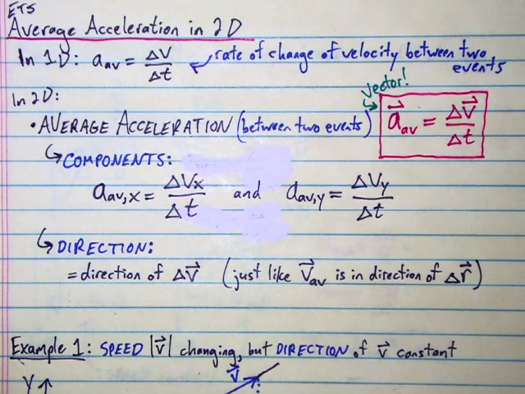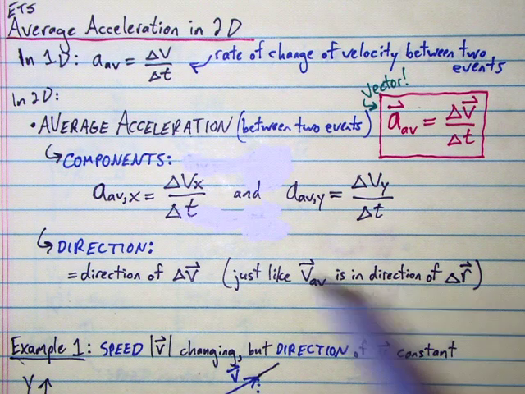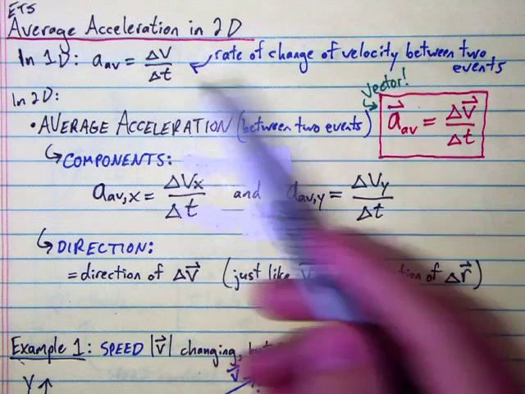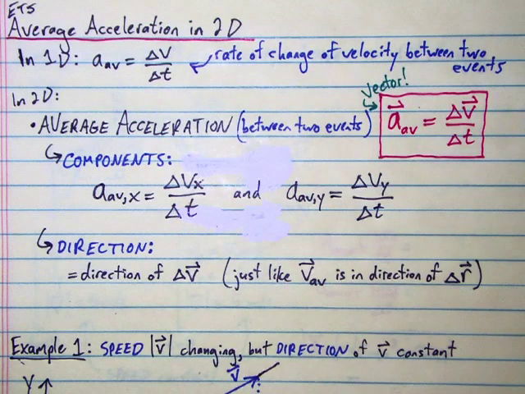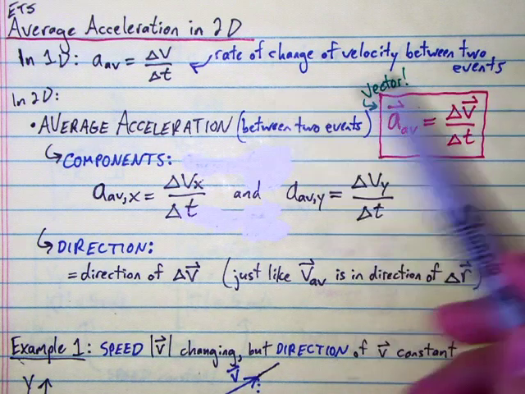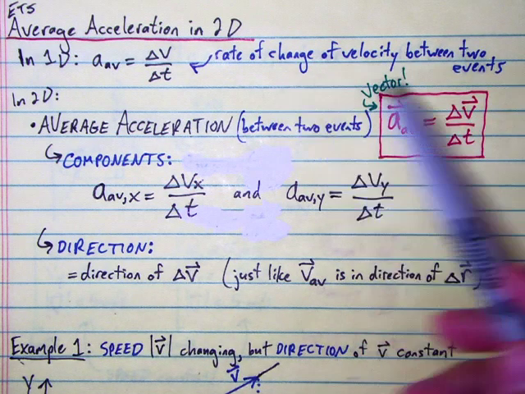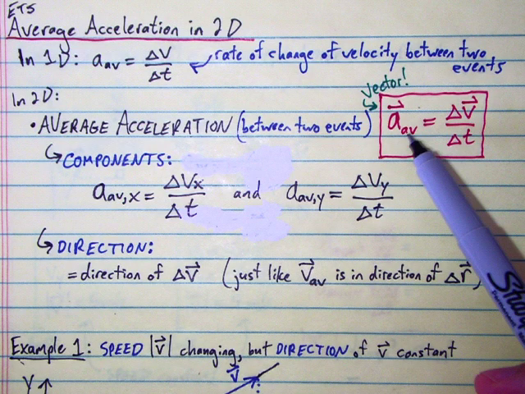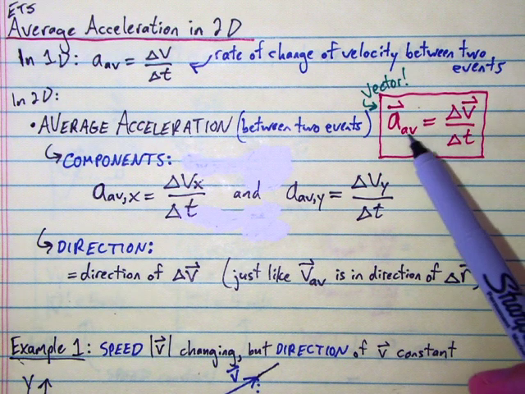Acceleration in 2D. In one dimension, acceleration, the average acceleration between two events, was defined as the rate of change of the velocity between those two events. In 2D, the definition is the same. It's the rate of change of velocity between the events, but velocity is now a vector, so our average acceleration is a vector as well.